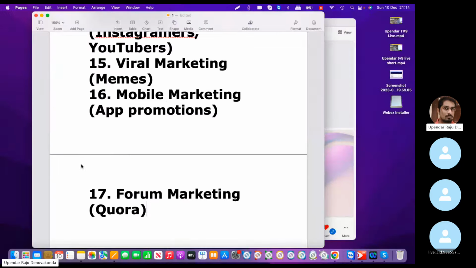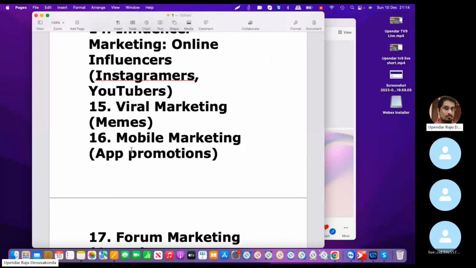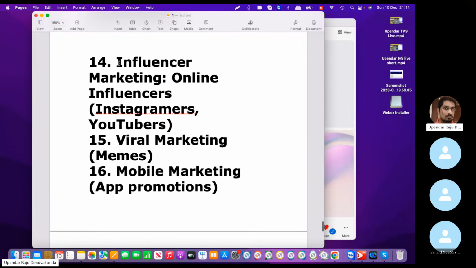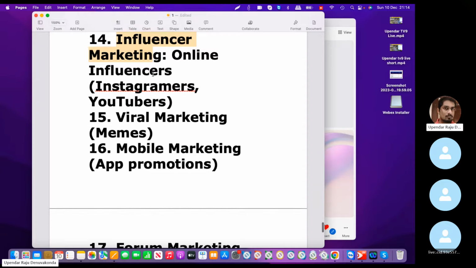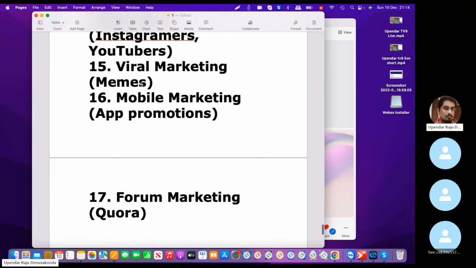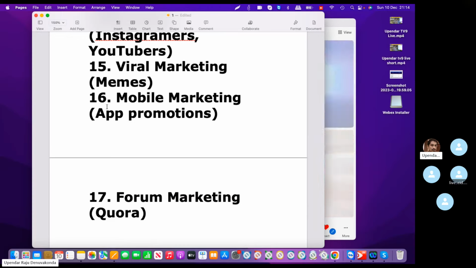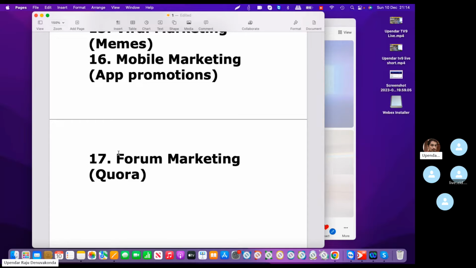Yeah, so that's the reason. So we have these four small things that you can include as a part of digital marketing to promote your business. So what are those things? You can think about influencer marketing. You can think about viral marketing. You can think about mobile marketing if you have a Google Play Store application or an iOS application, or you can think about forum marketing, where you are posting answers for the questions on the Quora platform. Along with this, we have the 18th, which is podcast marketing.